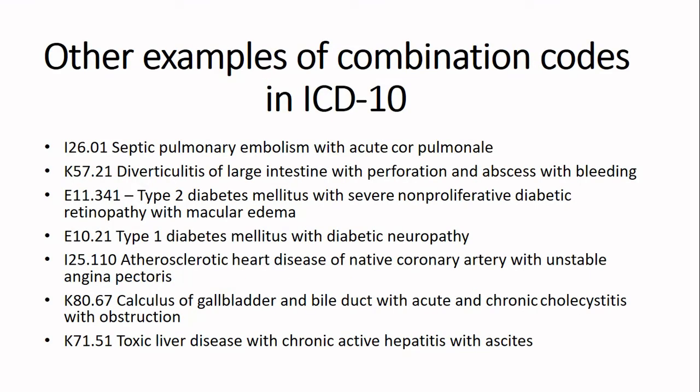Some other examples of combination codes in ICD-10: I26.01, septic pulmonary embolism with acute cor pulmonale; K57.21, diverticulitis of large intestine with perforation and abscess with bleeding; E11.341, type 2 diabetes with severe non-proliferative diabetic retinopathy with macular edema; E10.21, type 1 diabetes mellitus with diabetic nephropathy; I25.110, atherosclerotic heart disease of native coronary artery with unstable angina pectoris; K80.67, calculus of gallbladder and bile duct with acute and chronic cholecystitis with obstruction; K71.51, toxic liver disease with chronic active hepatitis with ascites.